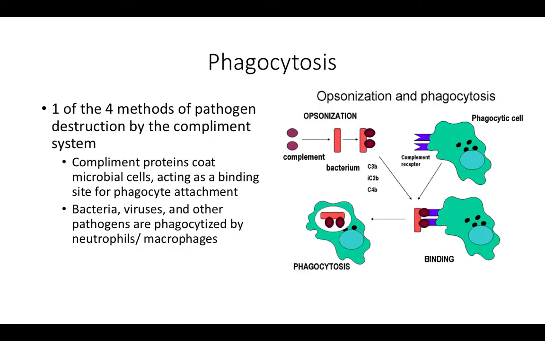Phagocytosis, we already know a lot about that. This is another one of the methods of destruction through the complement system. Essentially, we have these complement proteins here, and they're going to bind to whatever the pathogen is. In this diagram here, it's a bacteria. So the complement proteins are going to bind to the bacteria. They are bound together. And this phagocytic cell over here has receptors that are going to bind to the complement proteins. Now they're all bound together and the cell can phagocytize this pathogen more easily. So that's another effect of the complement system.